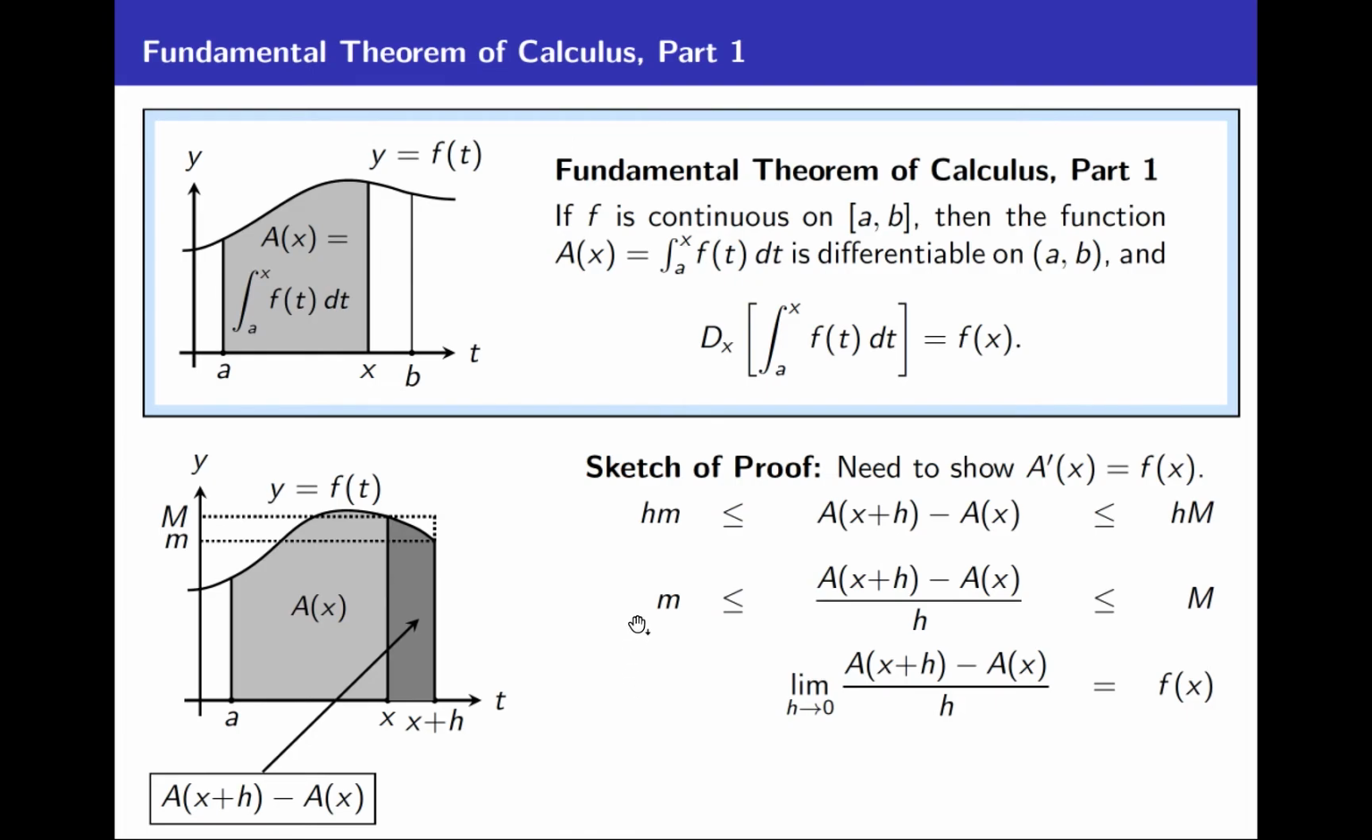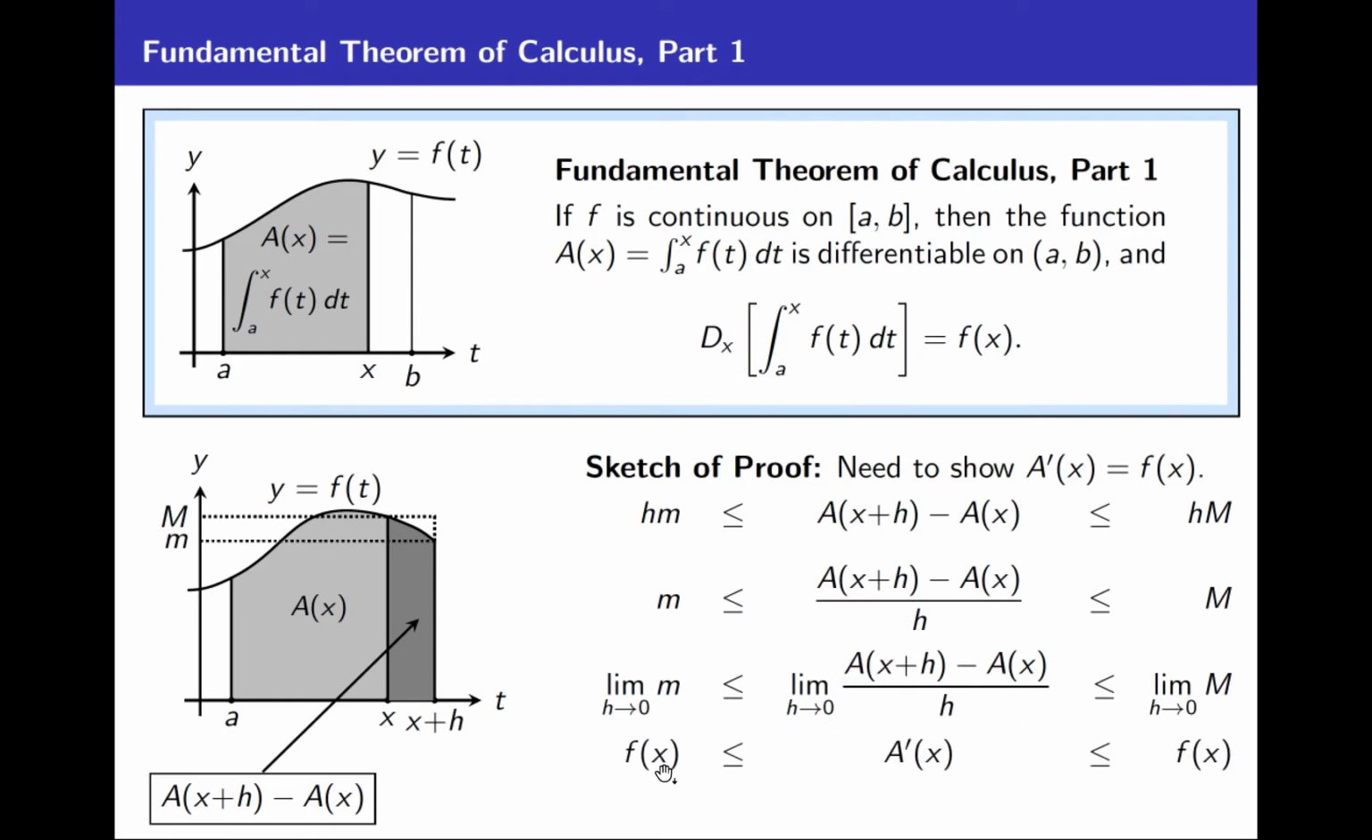So what we're going to do next is take the limit as h goes to 0 of each part of this inequality. We get the limit as h goes to 0 of m, and remember that m is getting closer and closer to f of x, so the limit as h goes to 0 of m is equal to f of x. And over here, the big M, as h goes to 0, is getting closer and closer to f of x. So the limit on the left and the right are equal to f of x. And what about the limit in the middle? Well, by definition, that's just A prime of x.